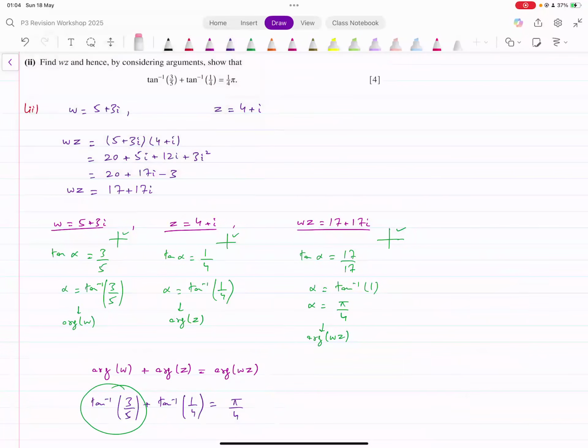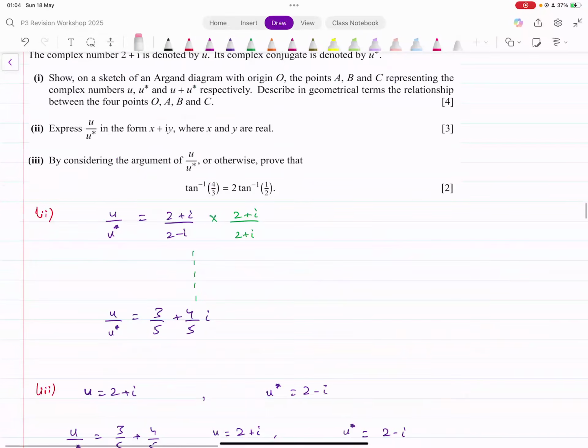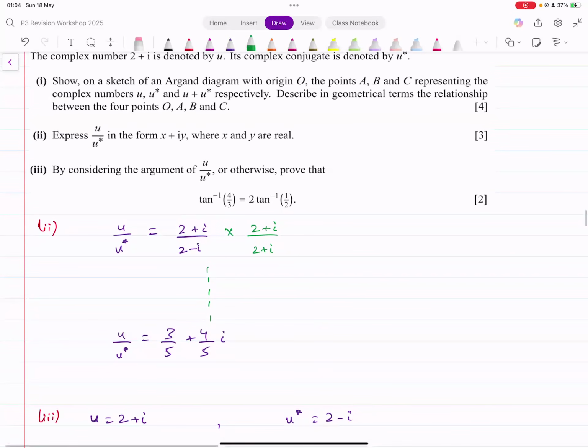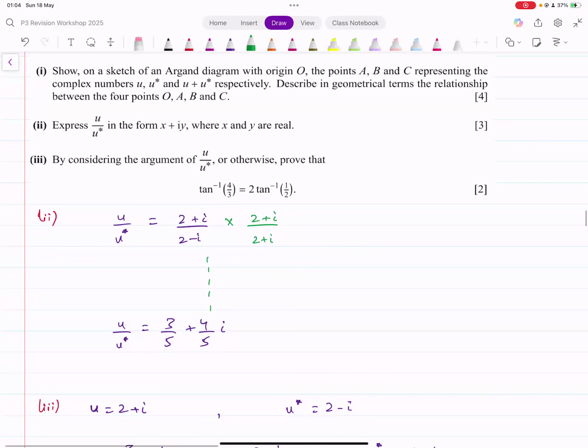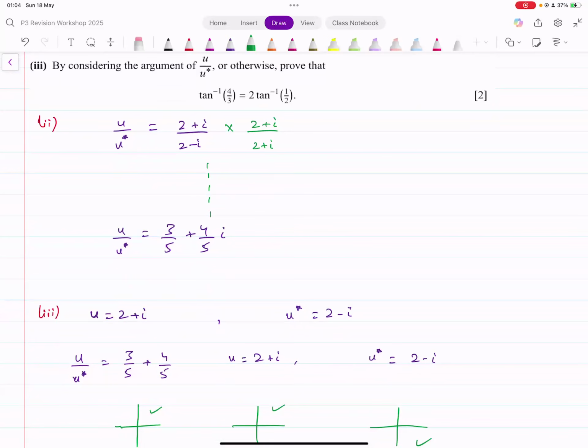Okay, let's look at another example of this. I'll skip the first couple of parts. They aren't that complicated. In the last part, by considering the argument of u over u conjugate, prove this thing. Again, you have an equation that has tan inverse in this. You have two complex numbers dividing, u and u conjugate. U is this, u conjugate is this. And you've also evaluated u over u conjugate, and that is this.